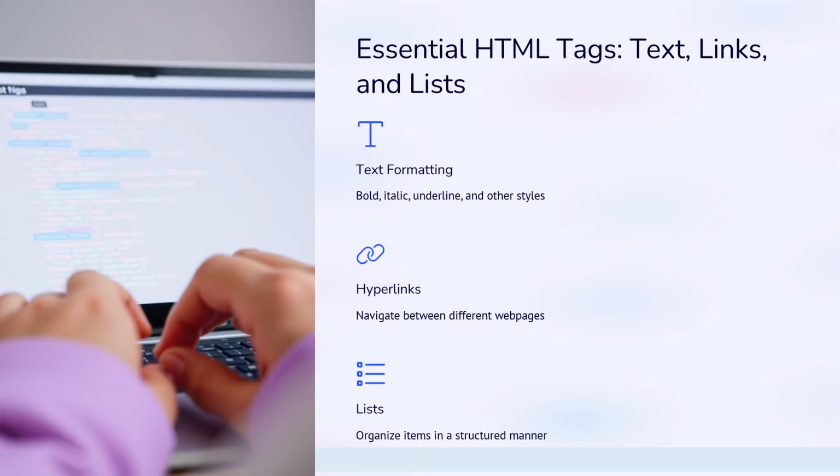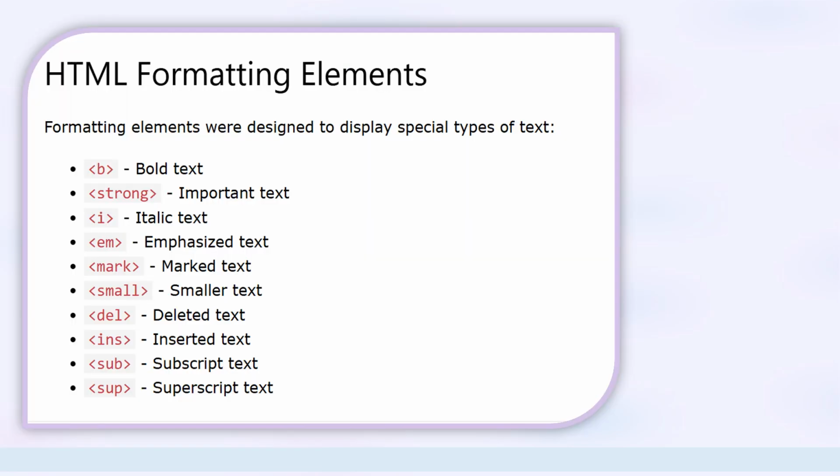Essential HTML tags: text, links, and lists. Text formatting: for text formatting, many elements are used such as bold, italic, underline and other styles. Hyperlinks are used in an HTML document for navigating between different web pages. Lists organize the document in a structured manner.